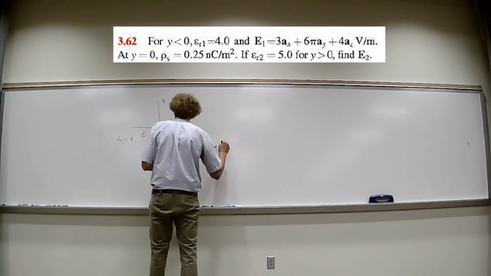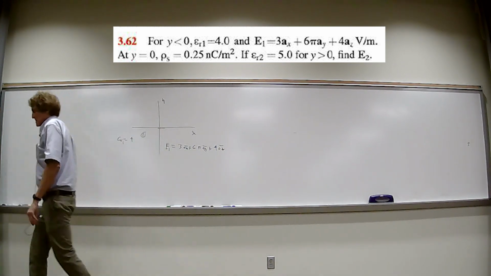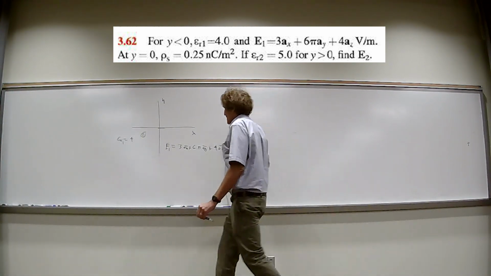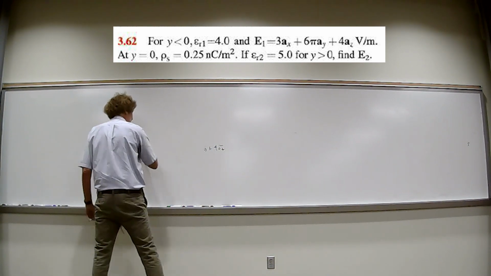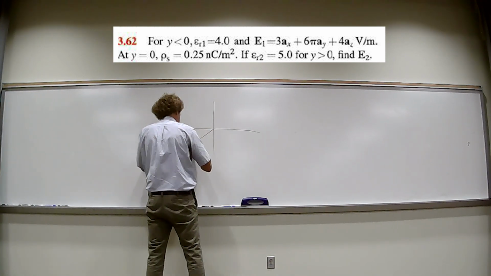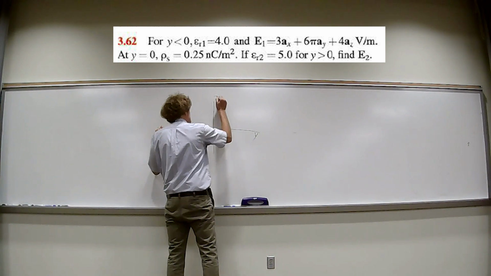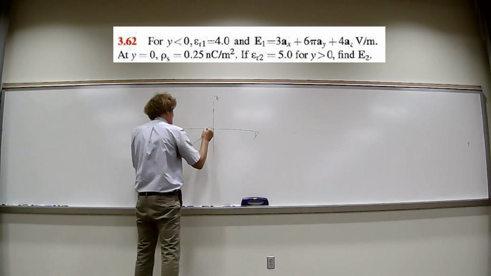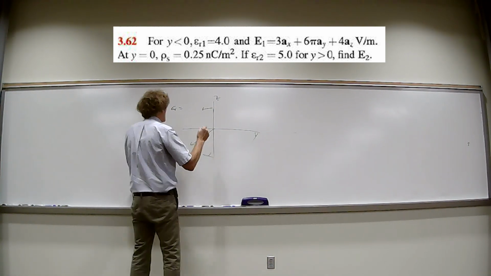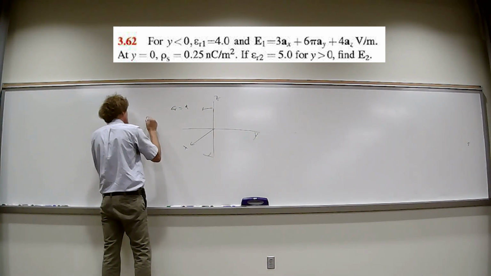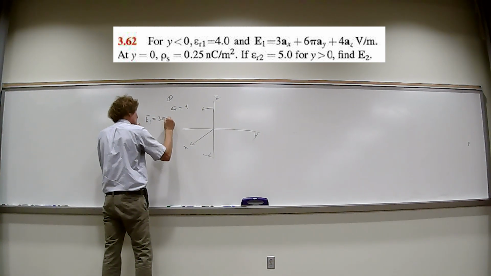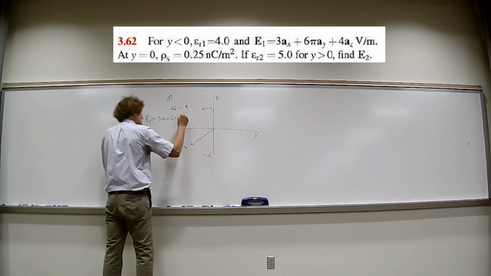Okay, so now, unfortunately, I drew this thing in a way that's not going to be helpful. I thought it was going to be just a 2D one, but he's got 3D. So here I'm going to put x this way, y this way, and z this way. And so he says for y less than 0, this is this region here, we have epsilon relative equal to 4, and we have E in this region, and he calls this region 1, equal to 3ax plus 6 pi ay plus 4 az.